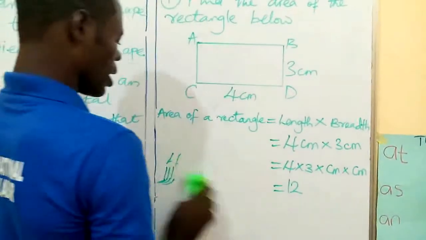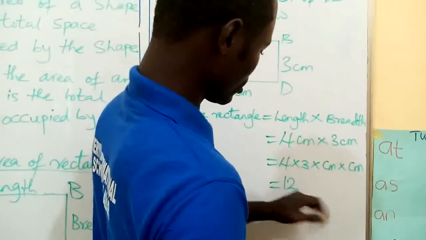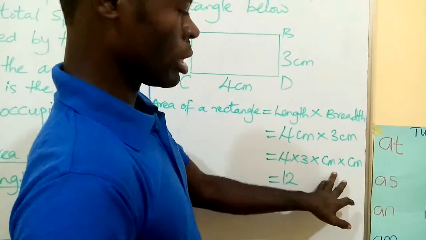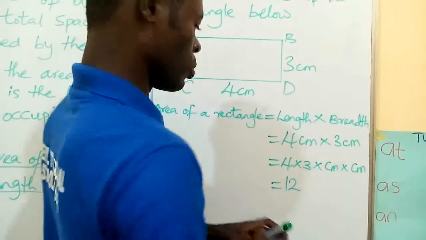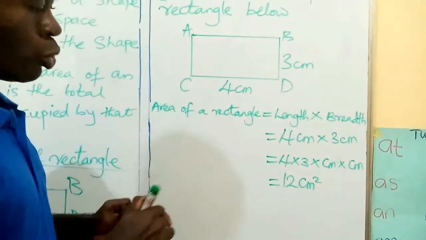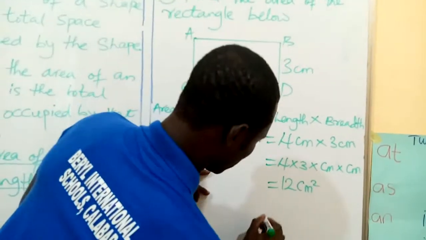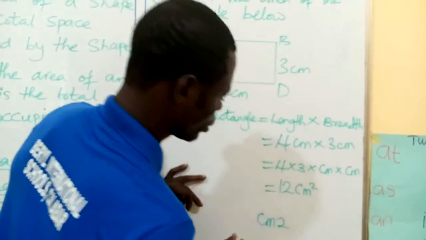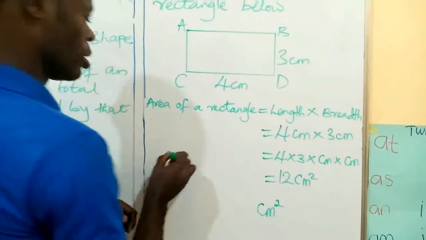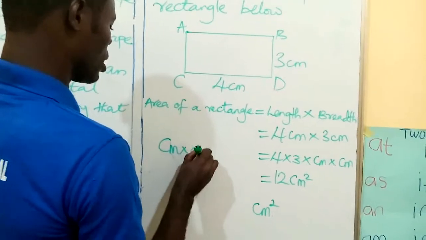Next we have cm times cm. You need to understand this because some may be asking, why is it that we're having 12 centimeters square? You need to know how we got the centimeter square. Cm times cm is what? Cm square. That is raised to power 2. Please also take note of this. It's not written as cm2. No. Cm square. You raise this cm to power 2, meaning cm was multiplied by itself, cm times cm.